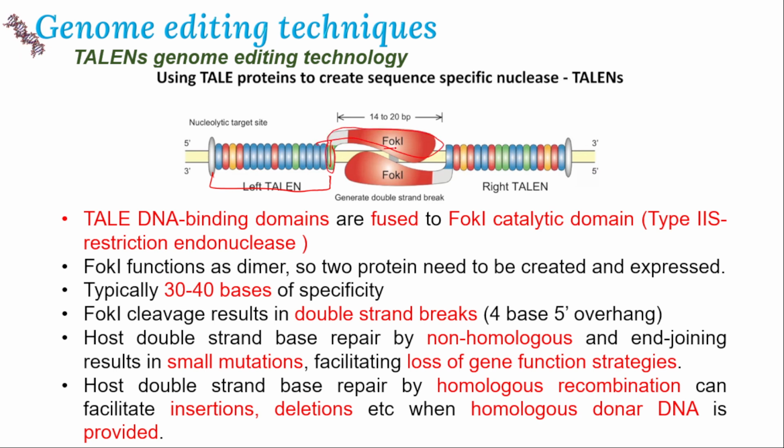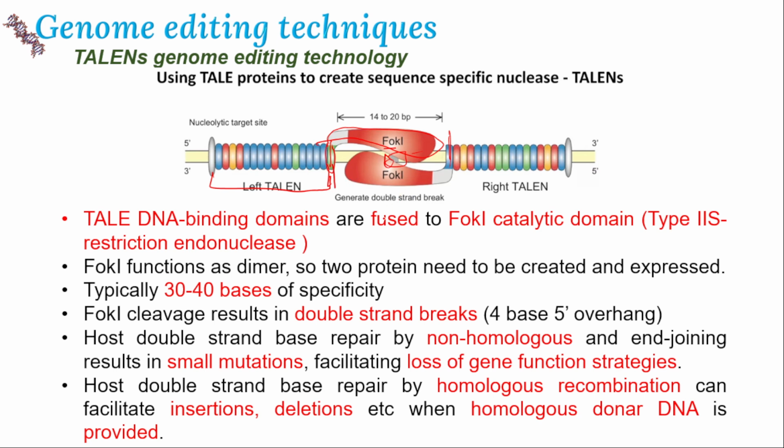This is FokI, a type of endonuclease, that is a type IIS restriction endonuclease. What is the role of this? It means this FokI mainly recognizes away from the recognition site and makes a break out of it, and then edits or modifies the gene of our interest here.